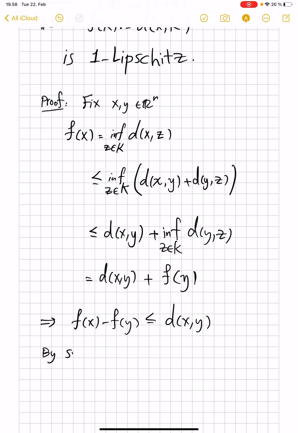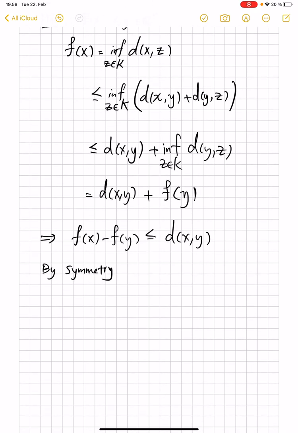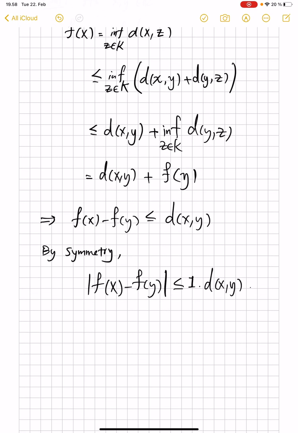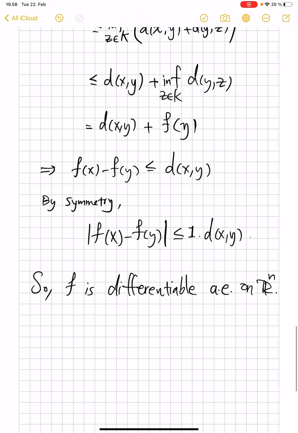By symmetry, x and y, we shouldn't distinguish between them. So if you change the role of x and y, you get that, in fact, the negative of that is also less than that. So f of x minus f of y is less than or equal 1 times distance of x and y. So that's the end of the proof that it is 1 Lipschitz. The consequence of this will be f is differentiable almost everywhere on Rn. It has a gradient.